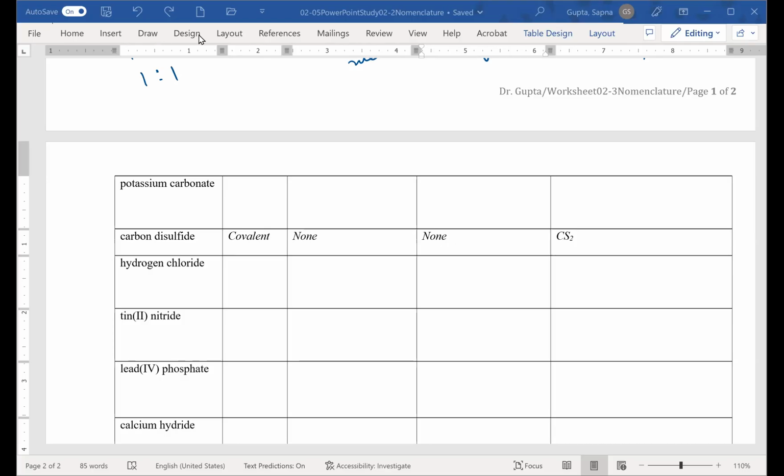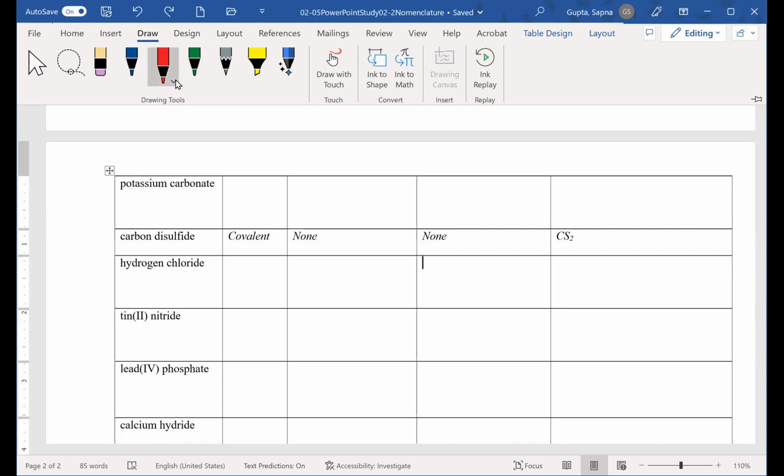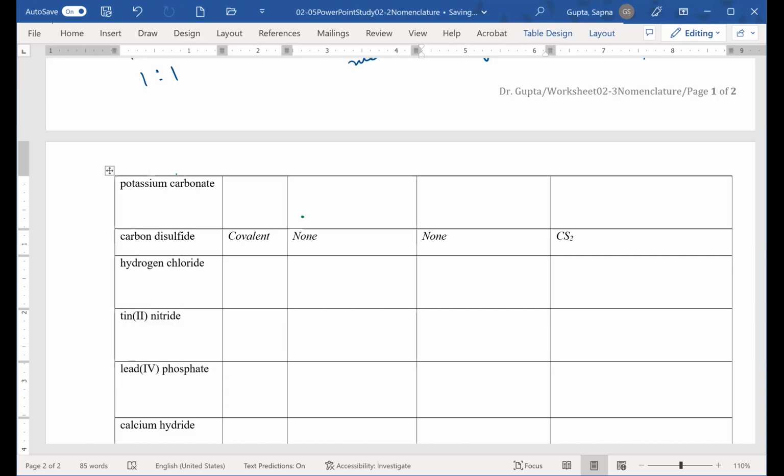Okay, we're back. So here we are going to do the other way, which means we're given the name, and we're going to write the formula. So potassium carbonate. Potassium tells me that I'm working with a metal, which means automatically ionic. So then potassium is the element K, and then carbonate is a polyatomic ion. So that would be CO3, 2-.